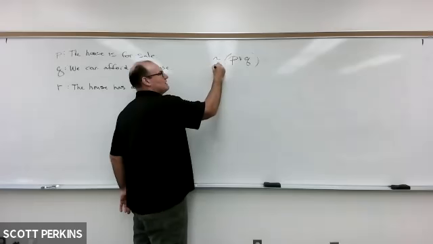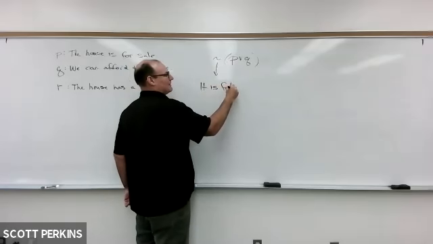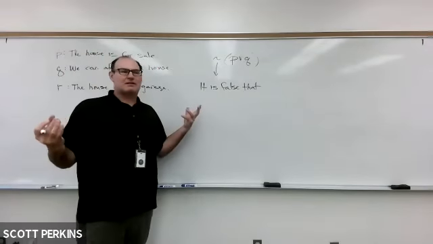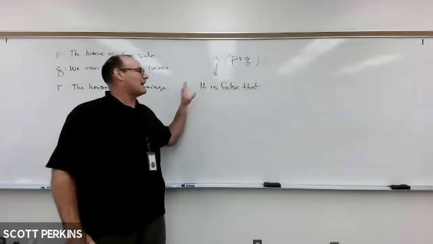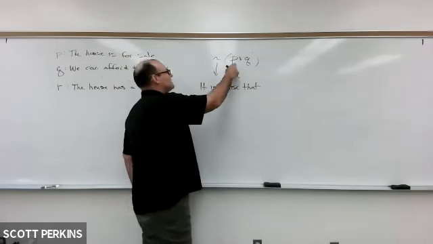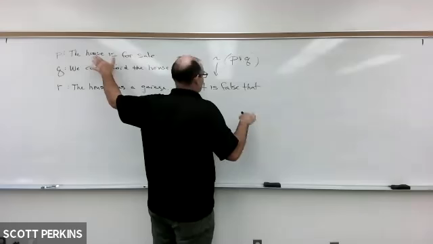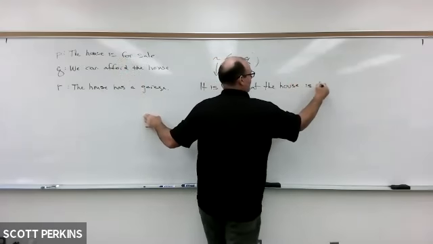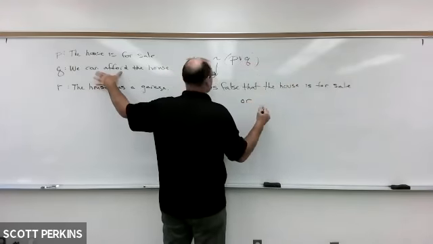So what you do when you see the squiggly out in front, you start off with the words, it is false that. Since you're changing the truth value, you're saying it is false that, meaning you're changing the truth value of everything that comes next. So it is false that, and then I'll finish the statement. We've already done this statement, but it is false that the house is for sale, or Q, we can afford the house.